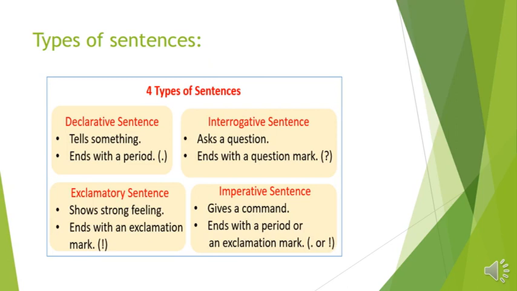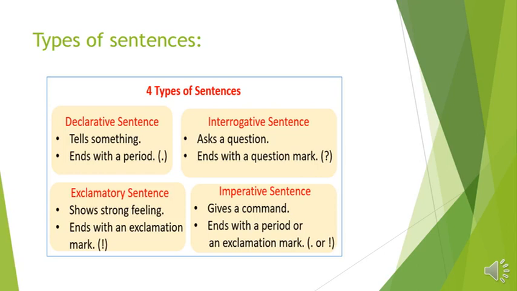So, the first one is the declarative sentence. A declarative sentence is simply when you say something, a statement. So, it ends with a full stop. So you say, I went to school. It's not a question. You're just giving a statement. After that, we would have the interrogative sentence. In interrogative sentences, you ask a question. What's your name? What are you doing? Where are you going? All of these are questions and they end with a question mark.